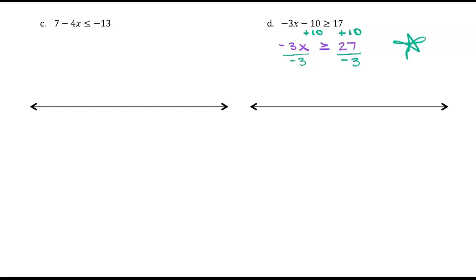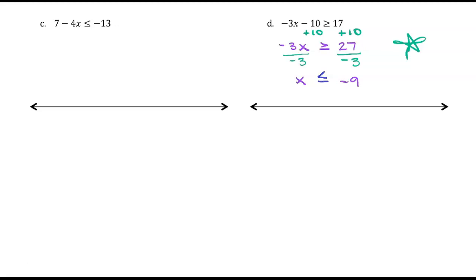Now, this is that moment you've got to pay attention to because we just divided by a negative. And when we multiply or divide both sides of an inequality by a negative, we have to switch the sign. So when we divide, we have x on the left, negative 9 on the right, but we must flip the sign around. So now the inequality is x is less than or equal to negative 9.